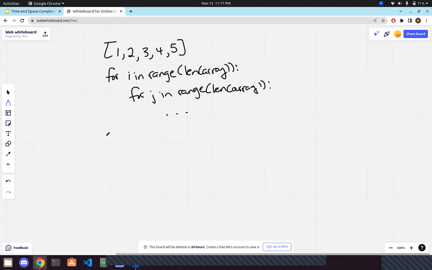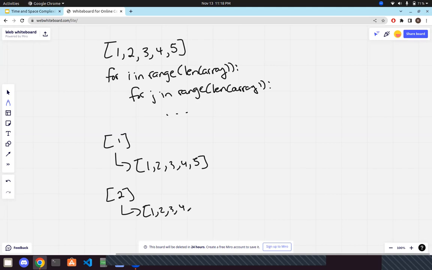So in the first outer loop, we're gonna encounter this one. In the inner loop, we're gonna go over all 5 elements, right? 1, 2, 3, 4, 5. Now, in the outer loop, we encounter 2. Again, in the inner for loop, we loop through all 5 elements. Same with the last three elements.